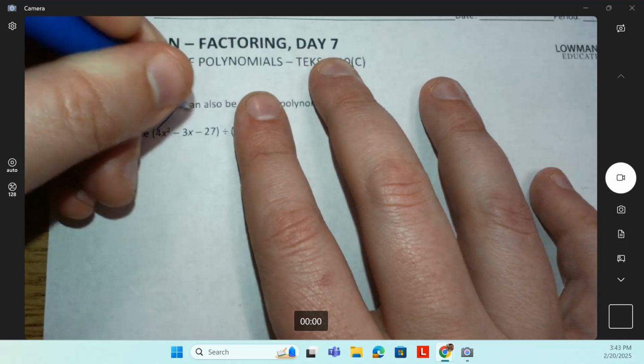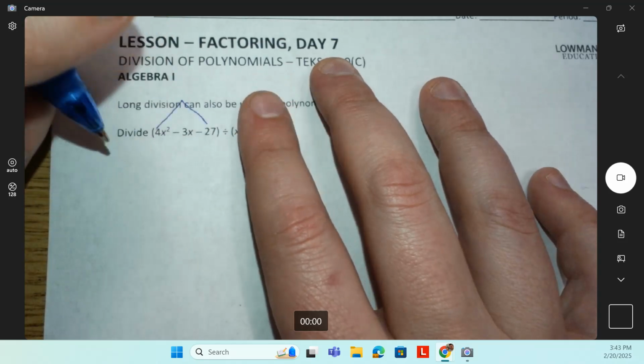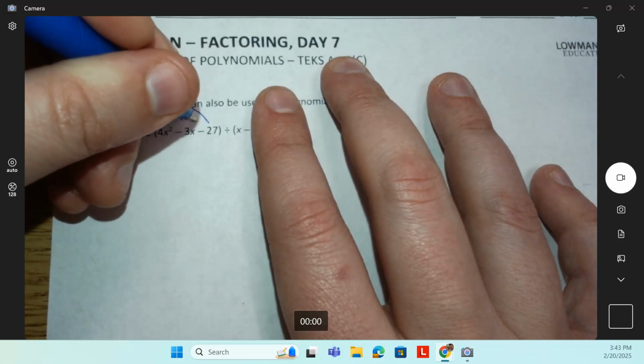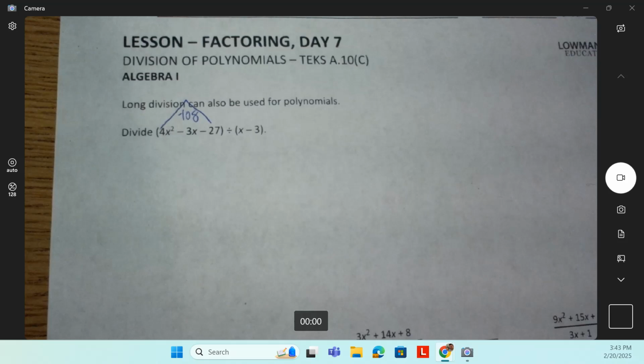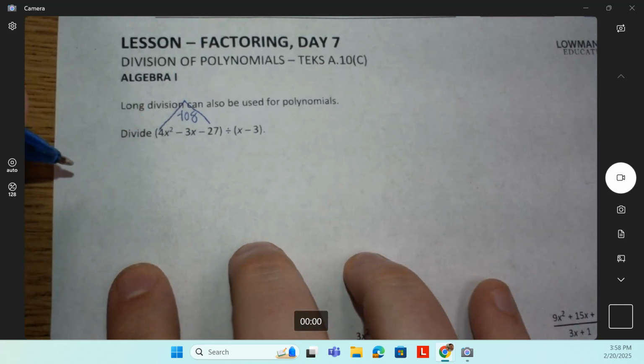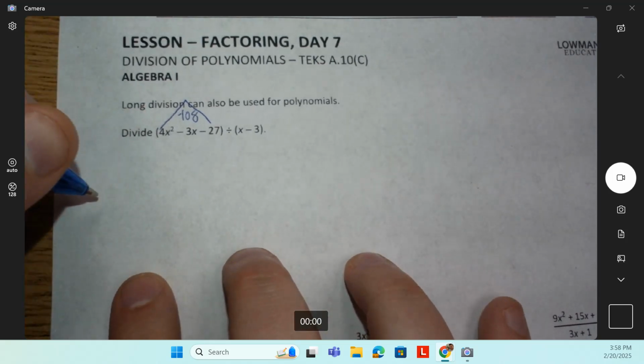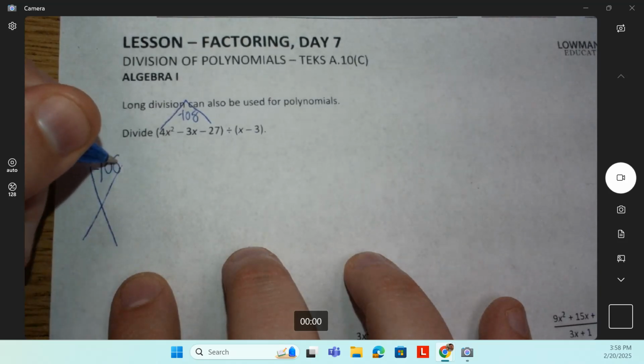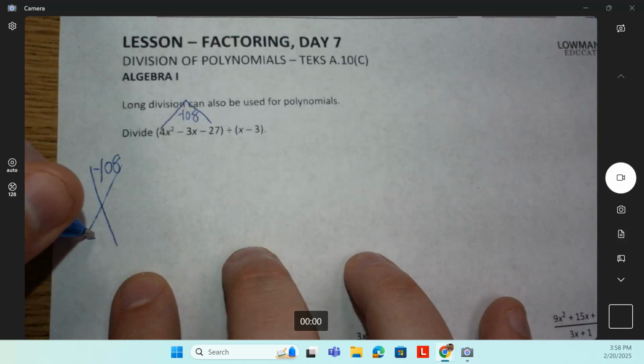So I need to multiply these two together to get negative 108. Then I'm going to need to find something that multiplies to get negative 108 and adds to get negative 3.